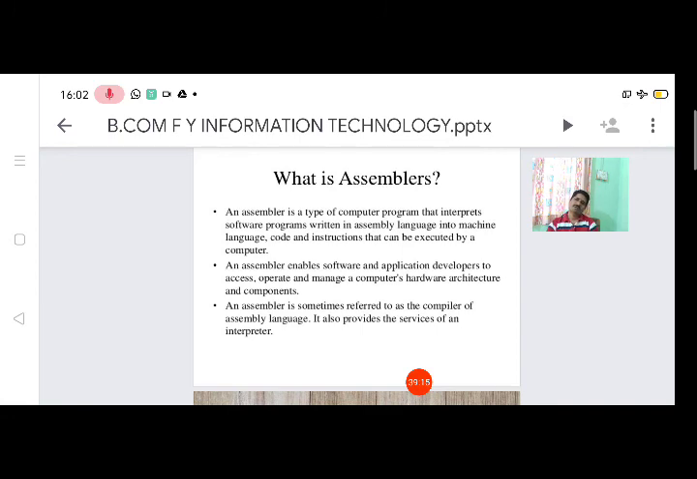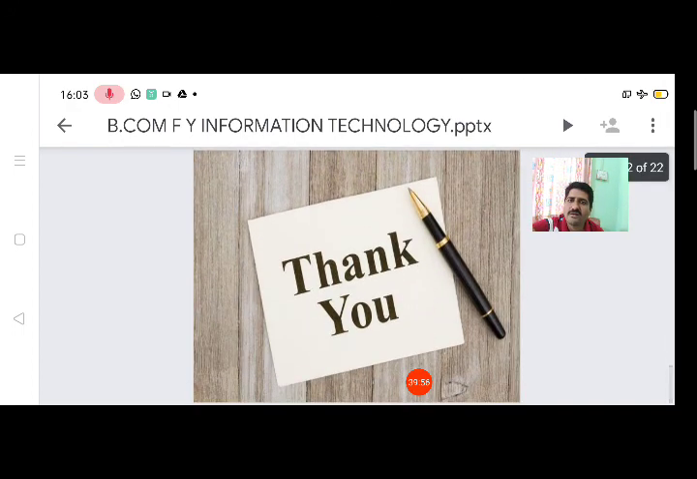An assembler translates a program in assembly language into machine language, effectively a compiler for the assembly language, but it is also used interactively like an interpreter. Assembly language is a low-level programming language, and low-level programming languages are less like human language, and it is most difficult to understand at a glance. This is called assemblers. Thank you.